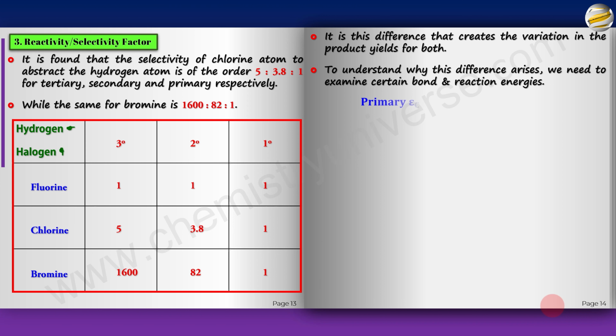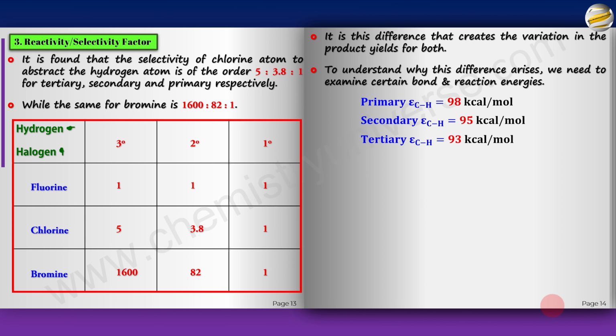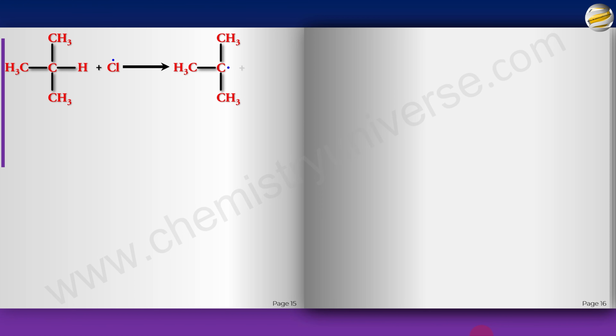So the primary CH bond energy is 98 kcal per mole. The secondary CH should be less because the radical is more stable, 95. The tertiary should be even less, 93. HCl is 103 kcal per mole, whereas HBr is 87. Now let's look at the key step again, and let's calculate its enthalpy change. So suppose this reacts with Cl dot and forms the tertiary radical and HCl.